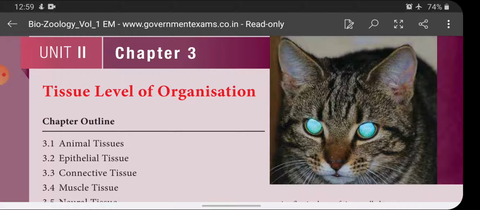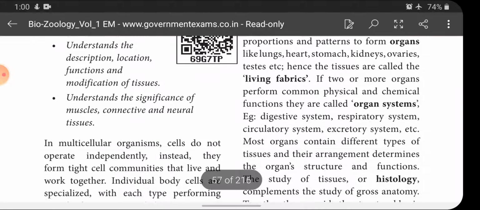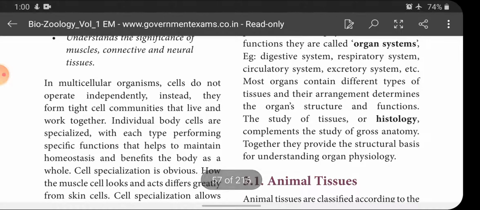Today I am going to start with a new chapter in zoology. Till our last class, I have discussed with you about botany, and today we are going to see about zoology, chapter 3, tissue level of organization. In this chapter, we are going to discuss various types of animal tissues present in the human body, and its types, functions, structures, all we are going to discuss, right?